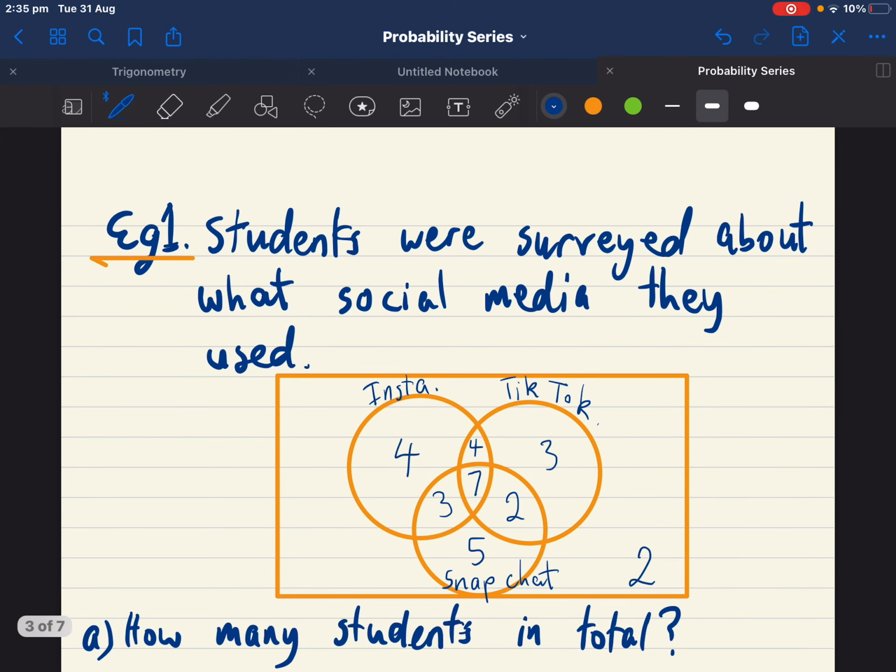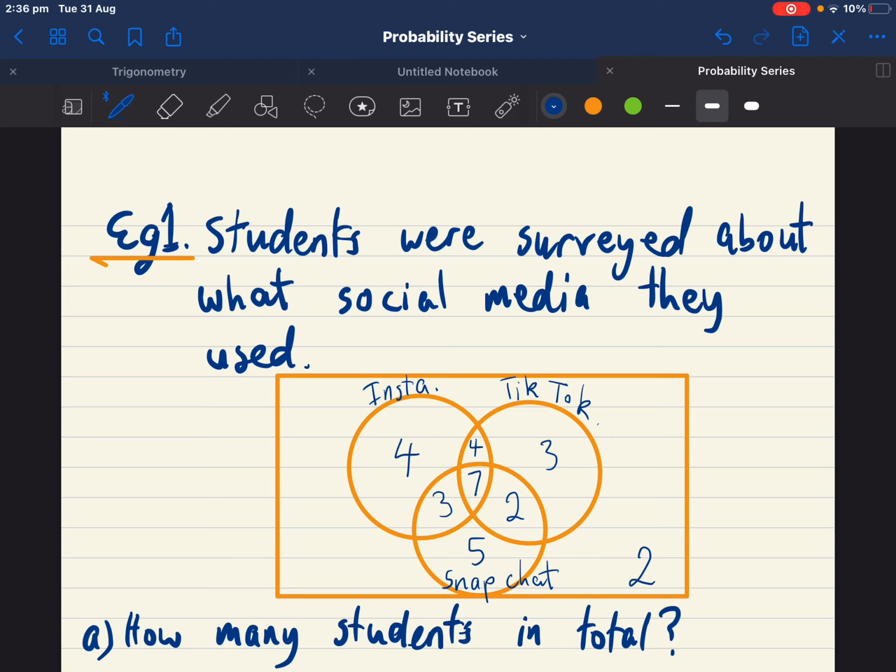So let's look at an example. Here we have some students that were surveyed about what social media they use. So we've got Instagram, TikTok, and Snapchat. By the way, this is a Venn diagram. See the big rectangle there? All the data that was collected, so every single student that was surveyed has been placed inside the rectangle. So the rectangle will contain all the data.